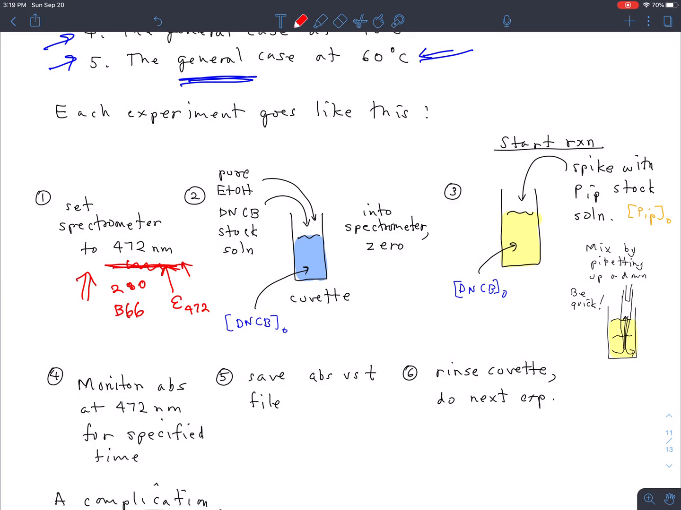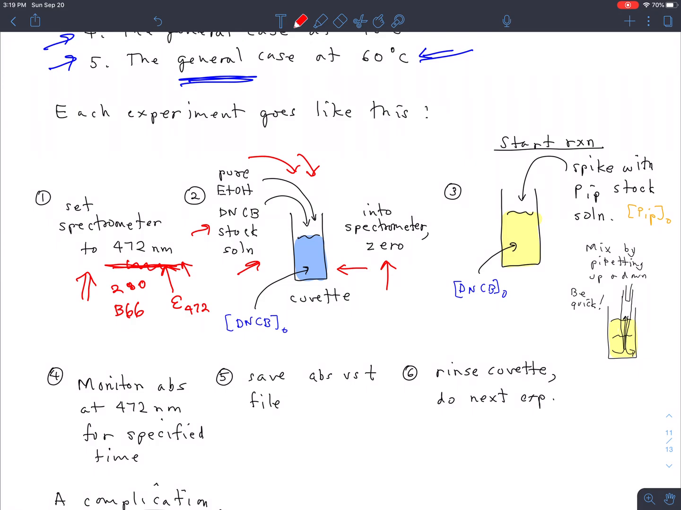Then what we're going to do is take a certain amount of DNCB stock solution, that's one of the reactants, and we're going to dilute it with a certain amount of pure ethanol right into the cuvette, no intermediate containers of any kind. We just take the cuvette, and there's a little table of how much to put in each case. You can see that in the write-ups.